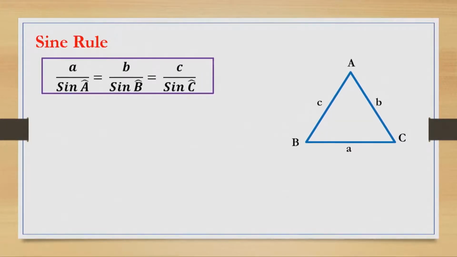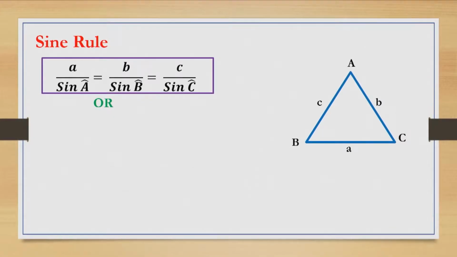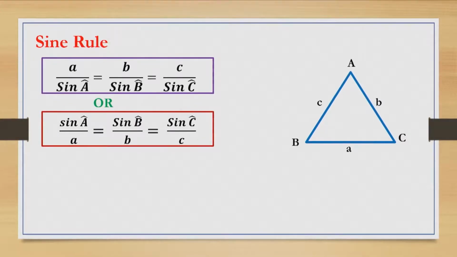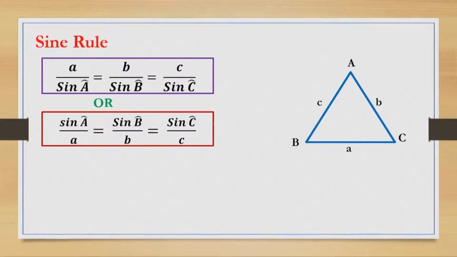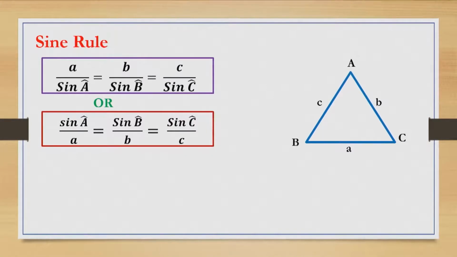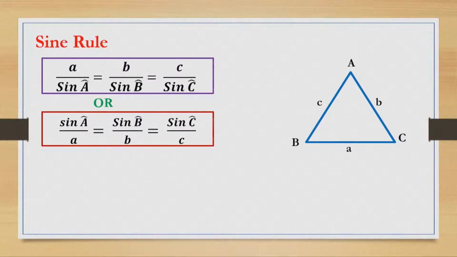The sine rule is as follows: a over sine of angle A equals b over sine of angle B equals c over sine of angle C. Or I can also write it as follows: sine of angle A over a equals sine of angle B over b equals sine of angle C over c. Remember, the small letters a, b, and c denote the lengths.